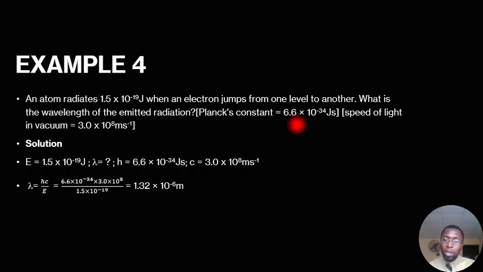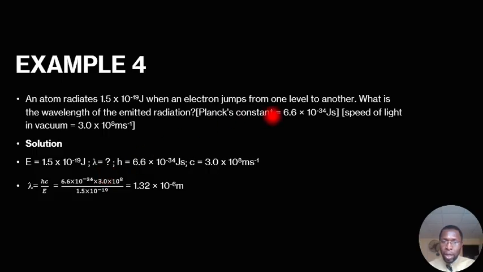So sometimes you are given this, most times you are given this value, to be used. Some other time you may be asked to record them yourself. Okay, now what are we given? Right now our parameters, we are given the energy radiated to be this. So our capital E is 1.5 times 10 to the power minus 19 joule.